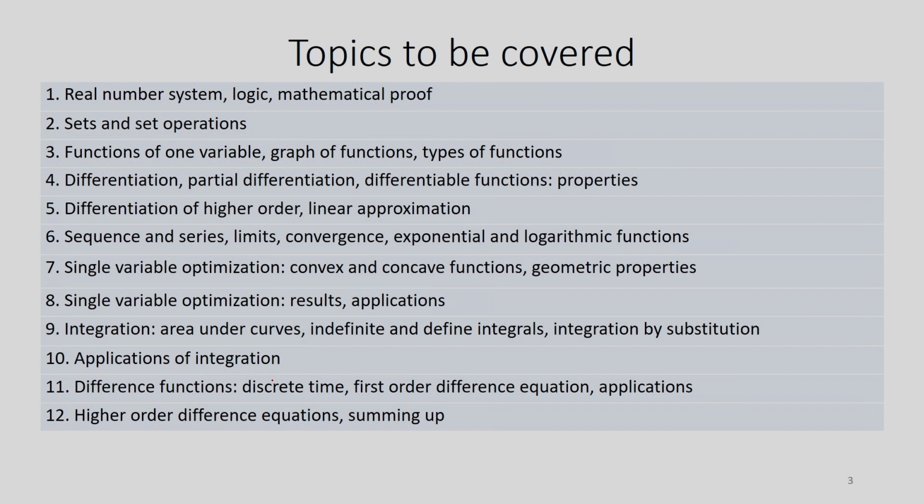Number 8 is single variable optimization, the same topic, but now we are going to talk about the results and the applications. Application is very important. We are going to talk a lot about the applications in economics of these various topics. Some of the topics you may have encountered as a student who had mathematics in class 12. Some of these things might be familiar, but you may not have encountered how these techniques are used in economics. So, that is how the applications are very important.